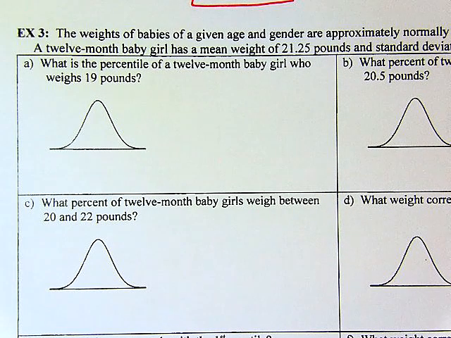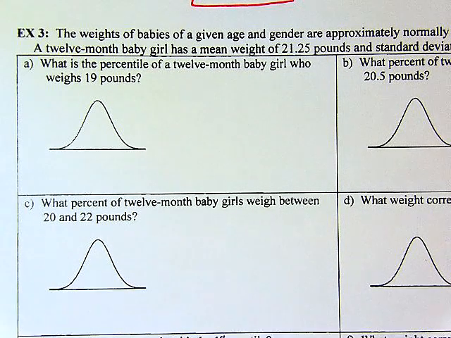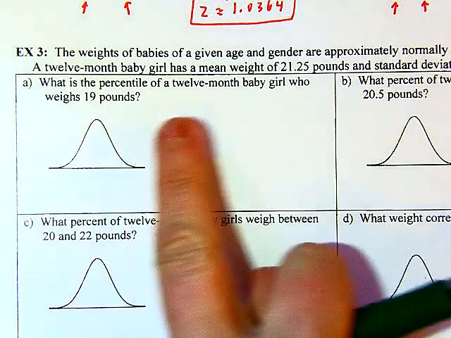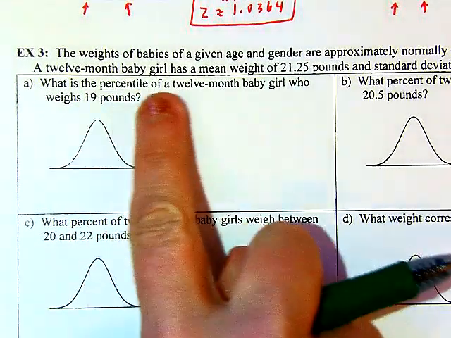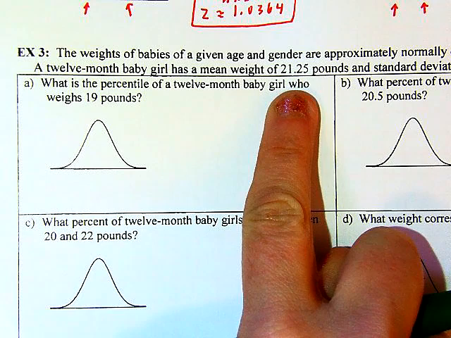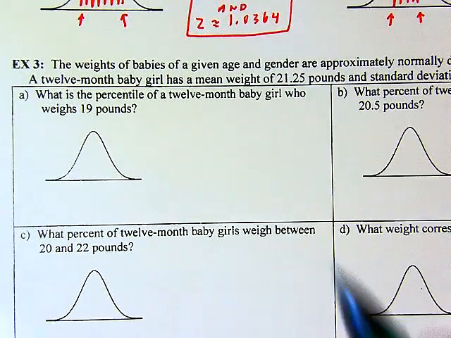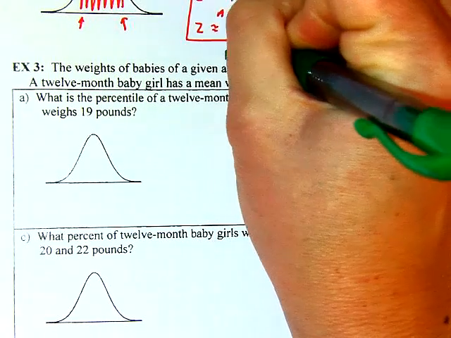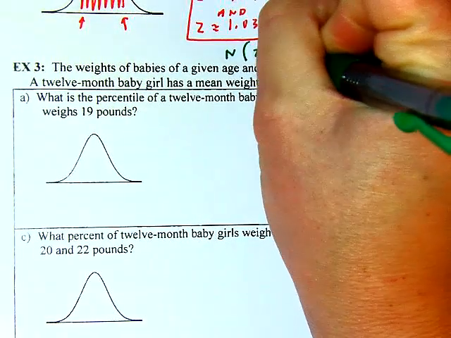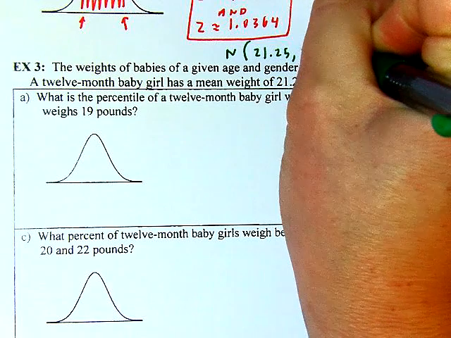We're looking at baby girls, and we're told that the weights of a given age and gender are approximately normally distributed. And we're told that this context has a mean weight, 12-month baby girl, has a mean weight of 21.25 pounds with a standard deviation of 2.2 pounds. So I'm just going to summarize that right up here. So 21.25, comma 2.2.